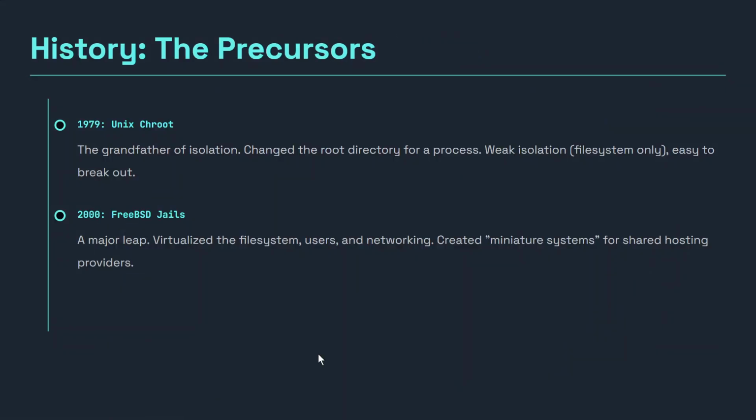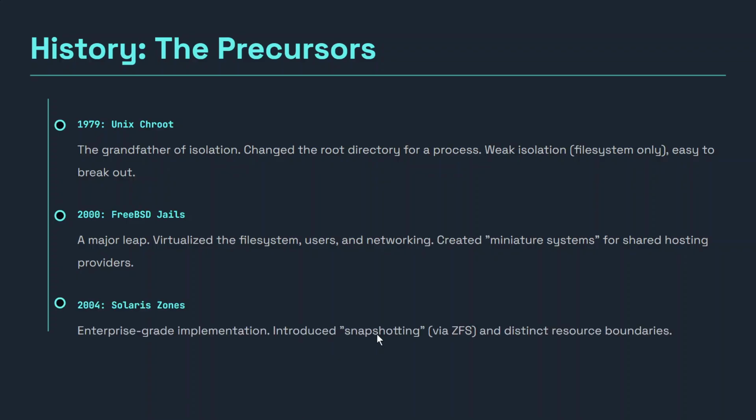In 2004, Solaris zones were introduced, which was the enterprise version of the miniature systems we saw in FreeBSD. Solaris zones introduced snapshotting, meaning you could now make copies of your miniature systems to be used elsewhere. Solaris zones also introduced resource boundaries, which means a process cannot consume more resources than it is supposed to. Let's take a look.